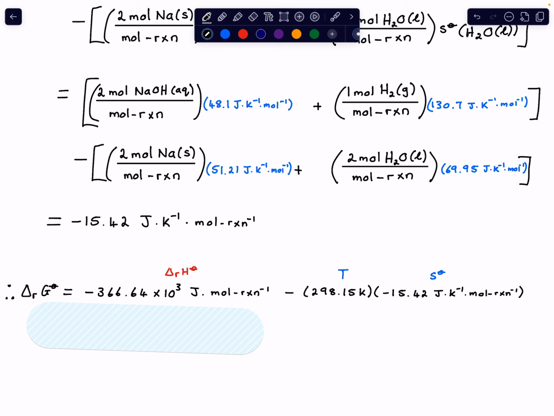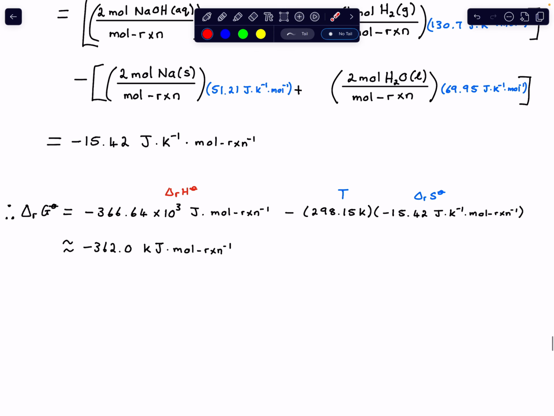I can actually just correct that. It's the entropy change of the reaction. And we're working under standard conditions, so that means temperature is 298.15 Kelvin. It's given in the question as well, but you can always infer that from the fact that we're at standard conditions. And that means we get 362.0 kilojoule per mole reaction.